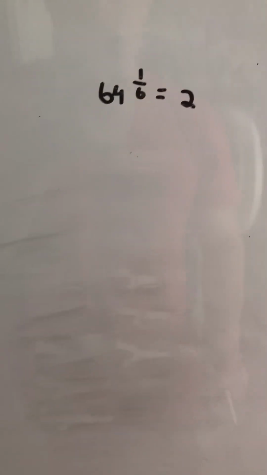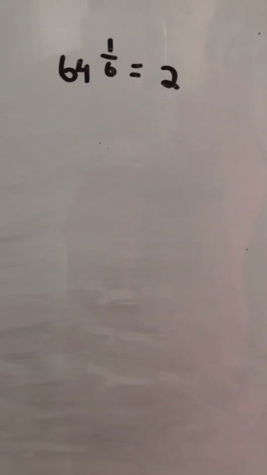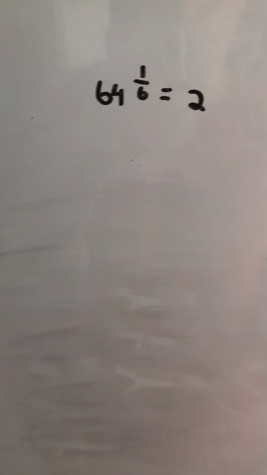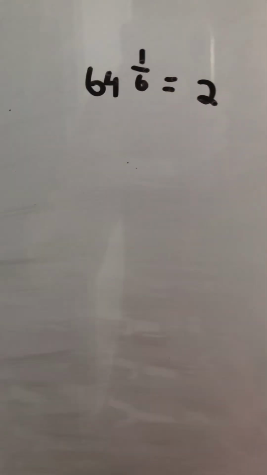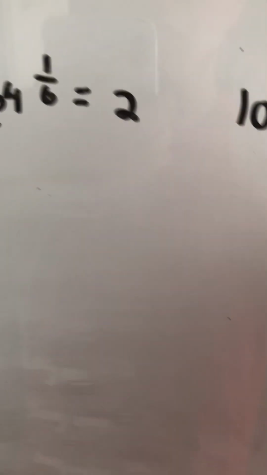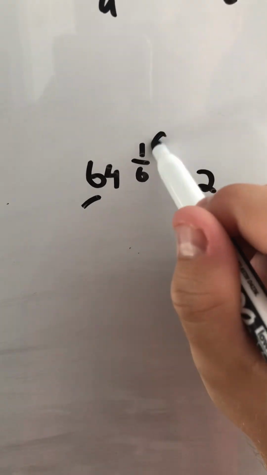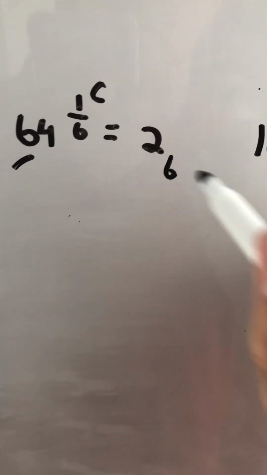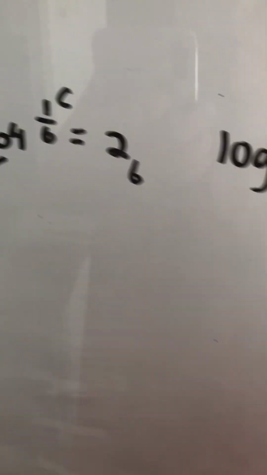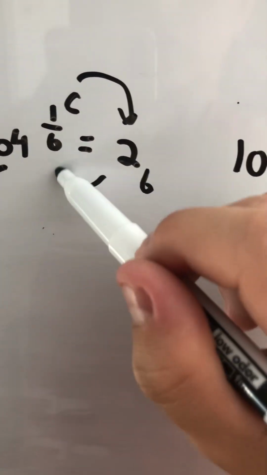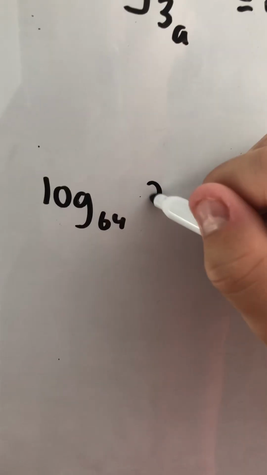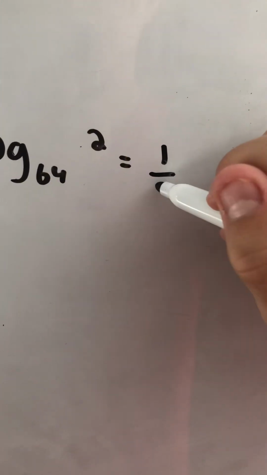Alright, try this one. 64 to the 1 over 6 is equal to 2. Convert this to logarithmic form. So what I'm going to do here is write out log, alright? 64 is the base, which is a, right? Then I'm going to have the c, which is 1 over 6, and a b, which is 2. So I'm going to move these around each side of the equation. So log base 64 of 2 is equal to 1 over 6.